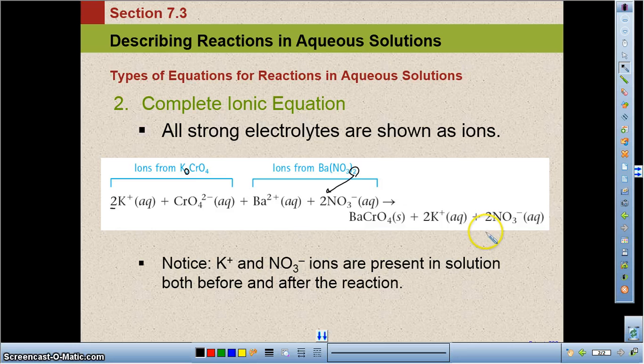It's broken up into ions, but we're not going to break up the one that's a solid. So the barium chromate's a solid. We're going to leave it like that. And we're going to go ahead and break up our potassium and our nitrate. And the reason we have a 2 in front of the potassium and a 2 in front of the nitrate is because when it was a balanced reaction, there was a 2 in front of the potassium nitrate. So 2 potassium and 2 nitrate.